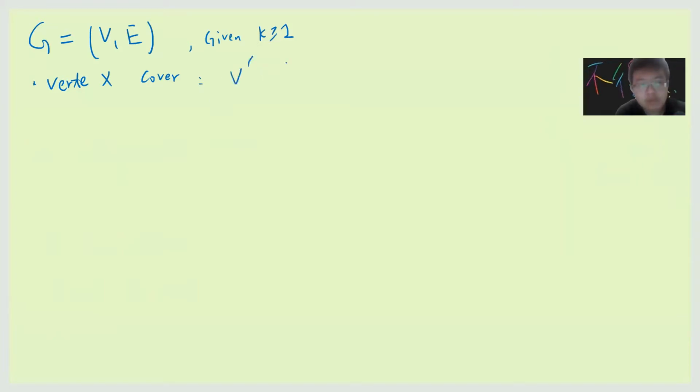A vertex cover is a subset of the vertices of the graph, V prime, such that for every edge belonging to E, where every edge has 2 vertices, the edge is incident on V prime. This means that each edge must touch at least one vertex in V prime.